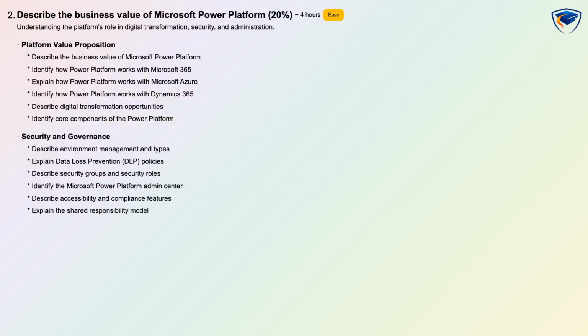business outcomes. You will learn about environment management, data loss prevention policies, security groups, the Power Platform Admin Center, and compliance and accessibility features. Emphasis is on understanding the shared responsibility model and how governance supports secure, scalable adoption.